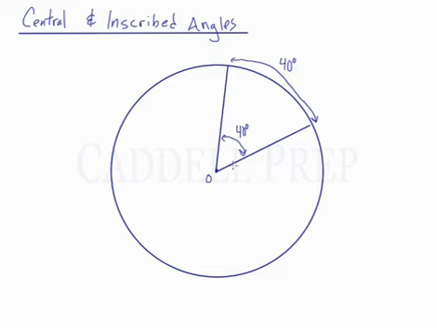So this is a central angle because the vertex of the angle is at the center. Whatever the measure of that angle is equals the measure of the arc it intercepts in degrees.